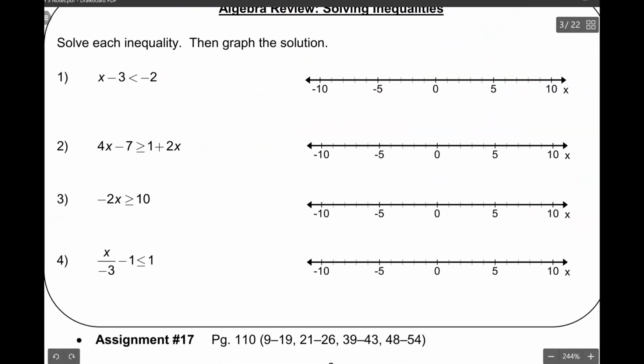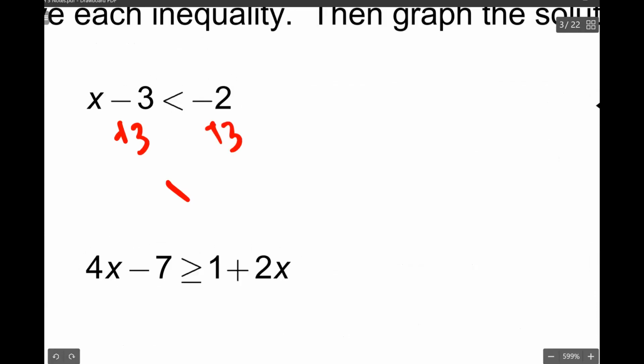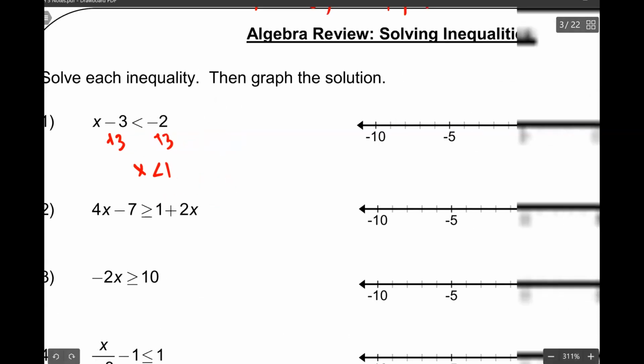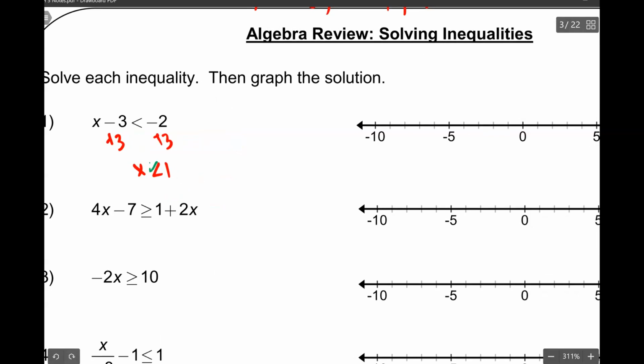Alright, solve each inequality, then graph its solution. So first step, add 3 on both sides. We get x is less than 1. So this arrow, as long as your variable's on the left side, the arrow will show you which way you're going. So let's see, we have 1, an open circle, and the arrow's going that way. If it's a less than or greater than symbol, it's an open circle. Less than or equal to, greater than or equal to, it's a closed circle.